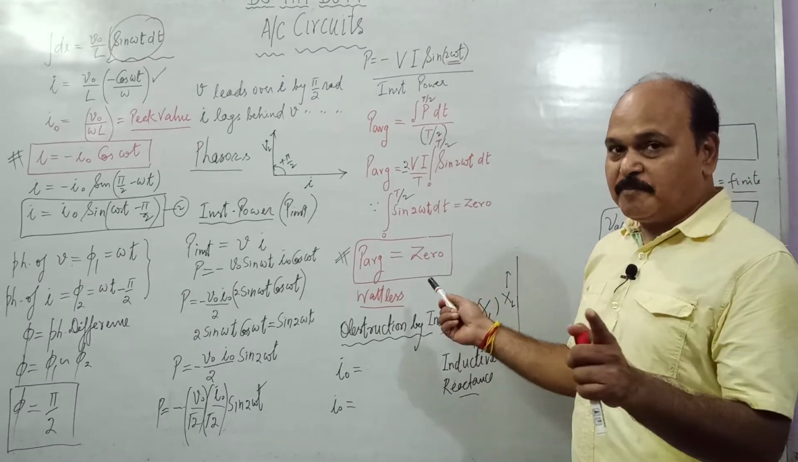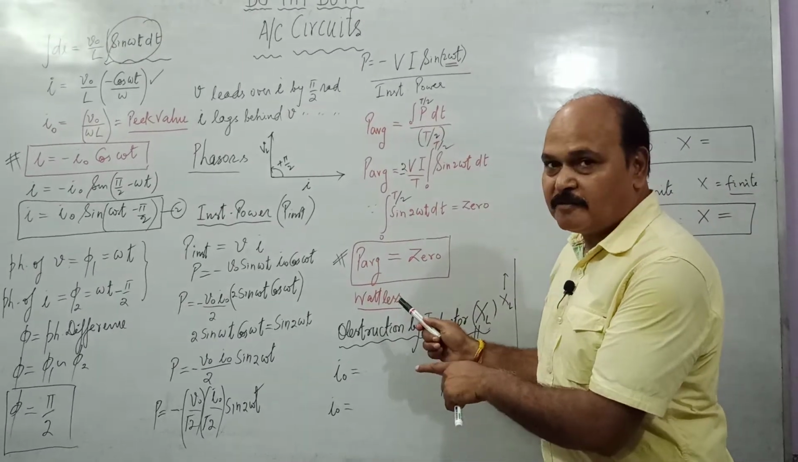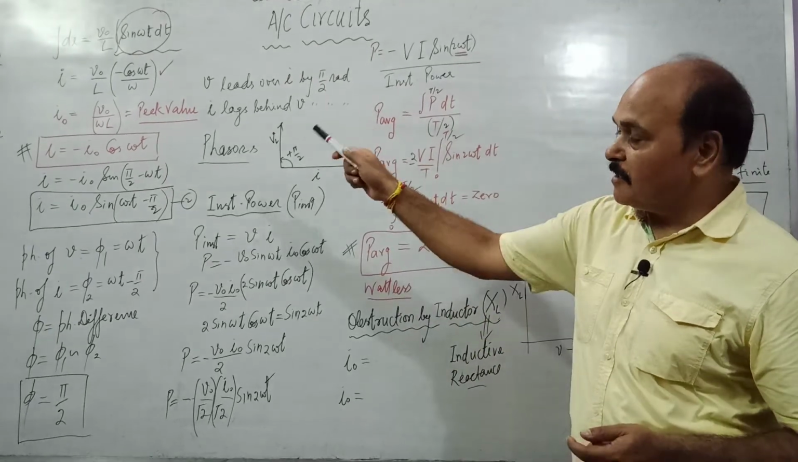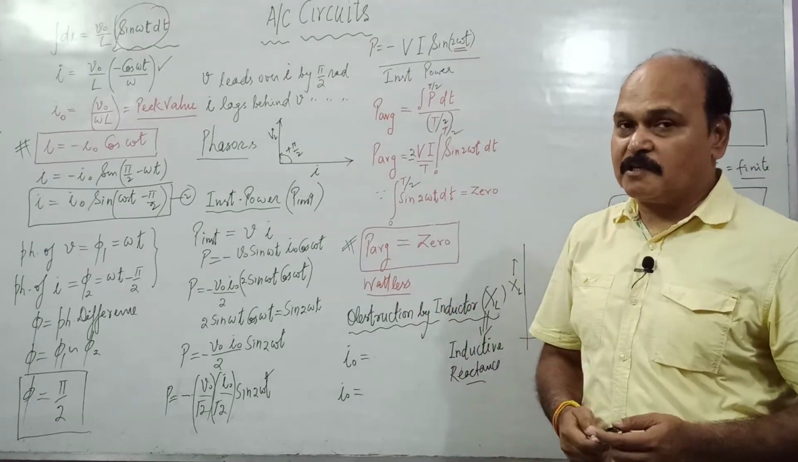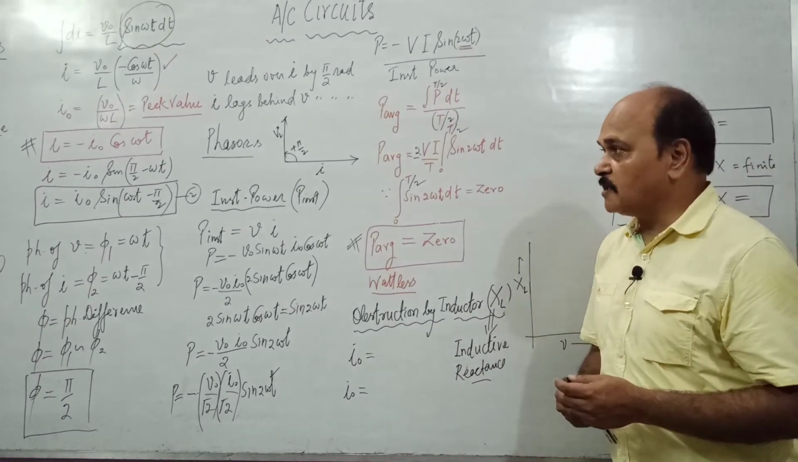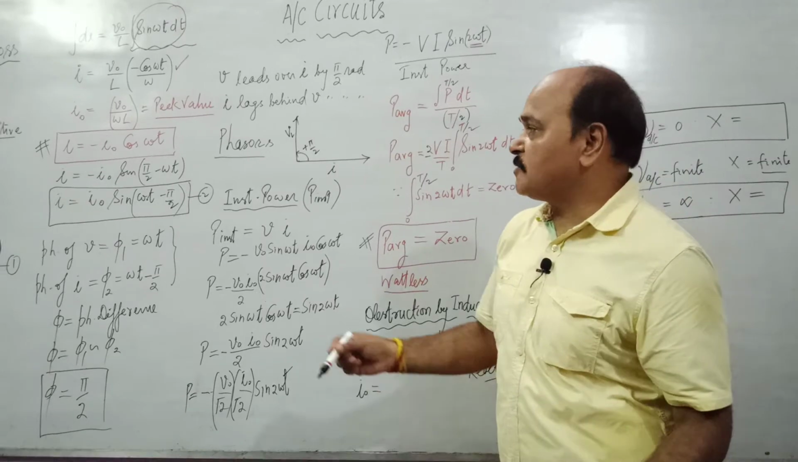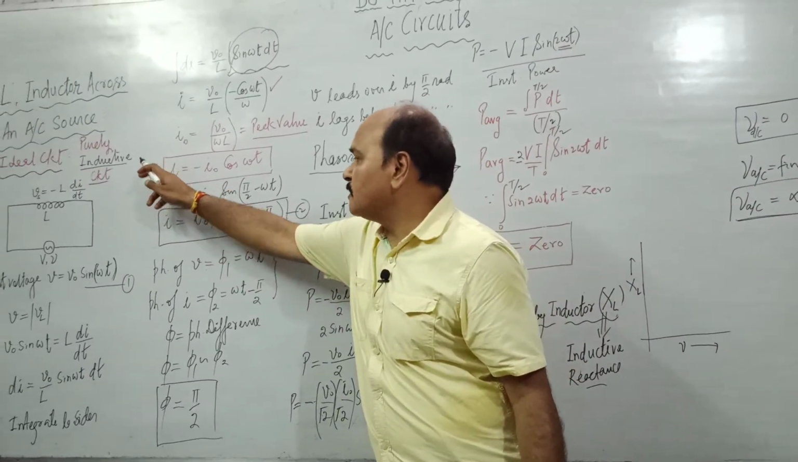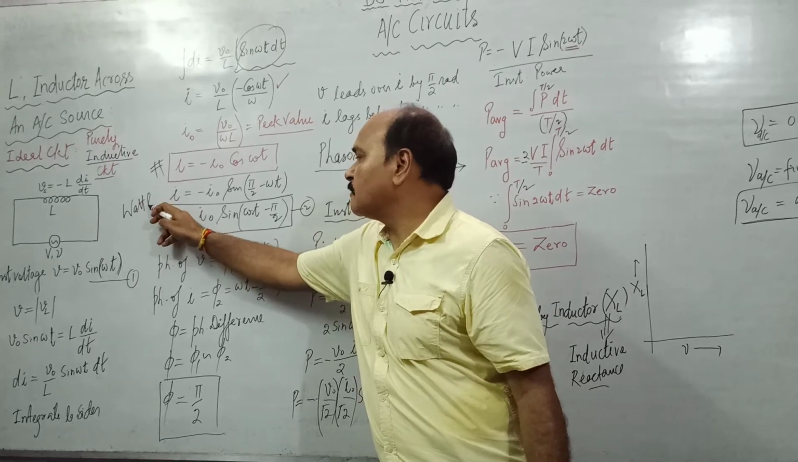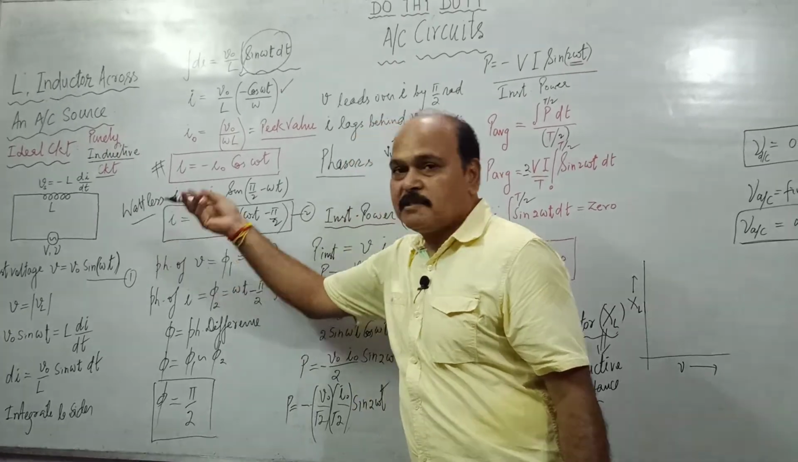No power consumption means no wattage. Wattless, this condition is called wattless. And the current in the circuit which is there is wattless current. Both in inductive as well as capacitive circuit, the current which is there is wattless current. These are the expressions for the current, and this is wattless current. This current is what? Wattless. Here as well as in the previous case.